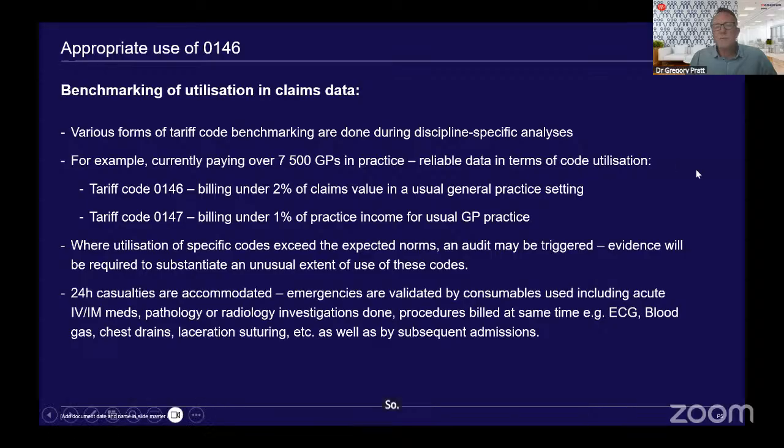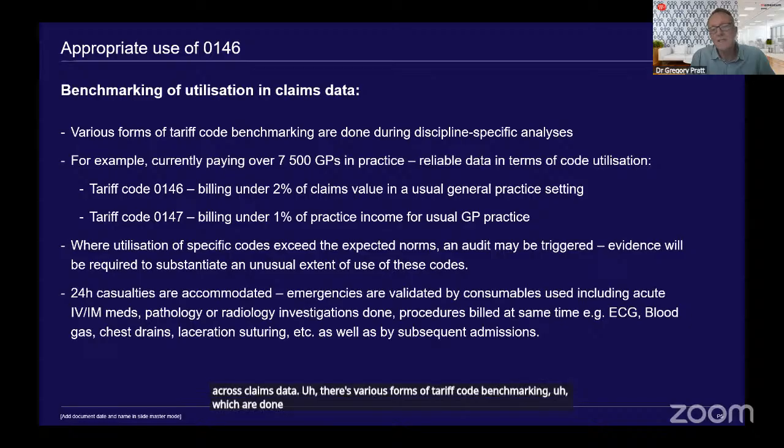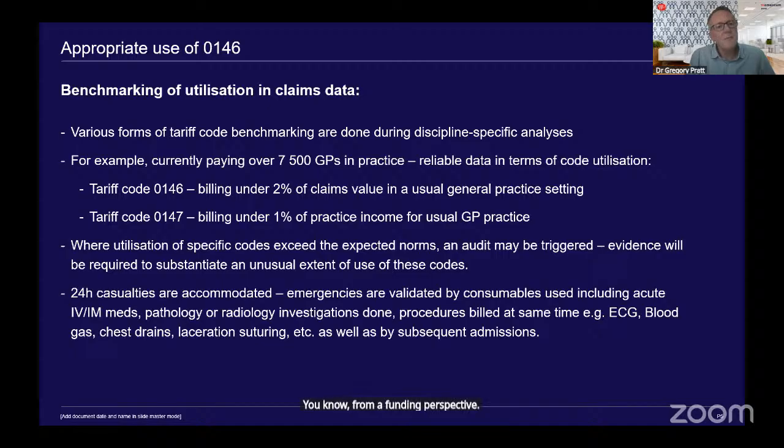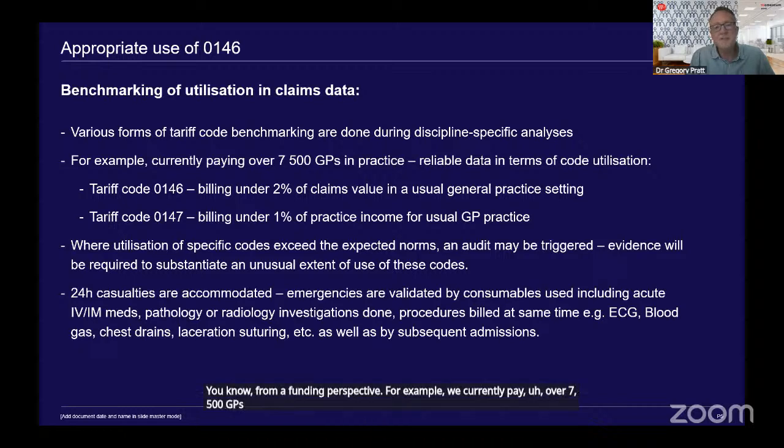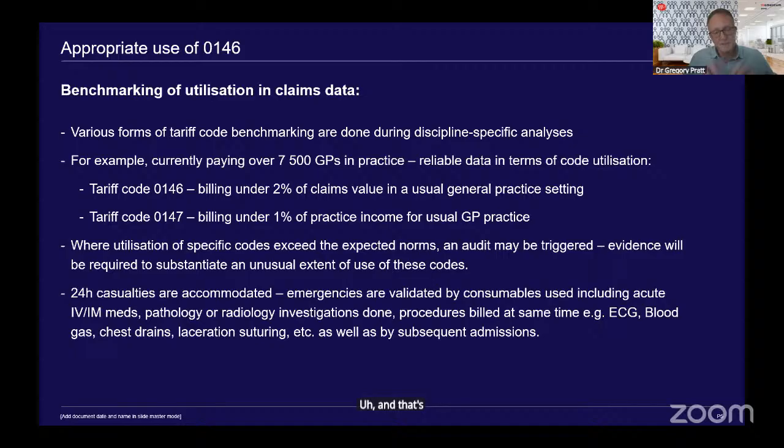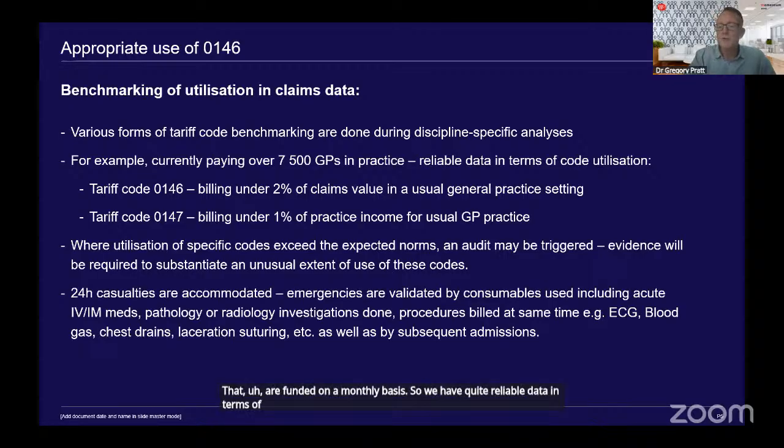So what is then appropriate usage of this code? Typically, we look at benchmarking across claims data. There's various forms of tariff code benchmarking which are done during discipline-specific analyses, from a funding perspective. For example, we currently pay over 7,500 GPs in practice, and there's many more thousand specialists that are funded on a monthly basis. So we have quite reliable data in terms of code utilization within specific disciplines.